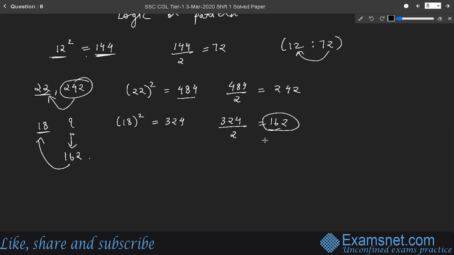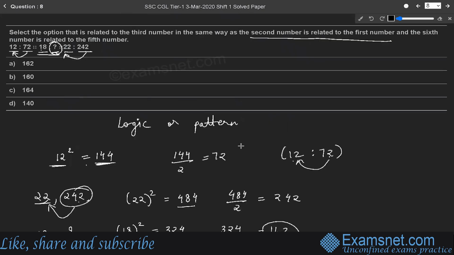So in this way, we can say that 162 is related to the third number, which is 18, in the same way as 72 is related to 12, which are the second and first numbers, and 242 is related to 22, which are the fifth and sixth numbers. Hence, 162 will be the correct answer. So for this question, the correct option will be option A. I hope you are clear with this question. In this question, the main part is to understand the logic or the pattern.